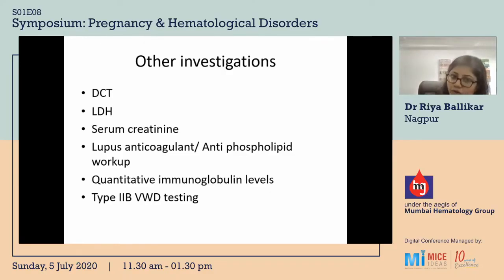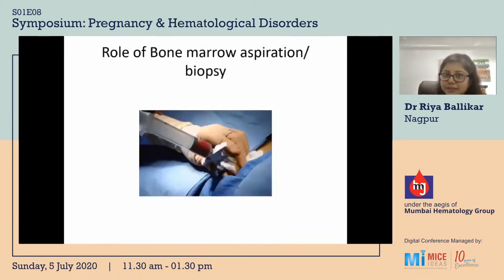And sometimes you also need to do the immunoglobulin levels and the von Willebrand testing if the patient is refractory to your management and you are thinking of other causes. Now, role of bone marrow aspiration biopsy in a pregnant lady, it's a little inhuman to subject a pregnant lady to a bone marrow, apart from the fact that there can be some complications as well.